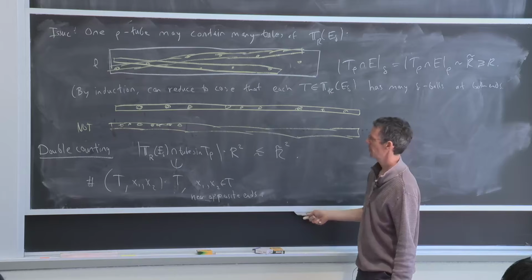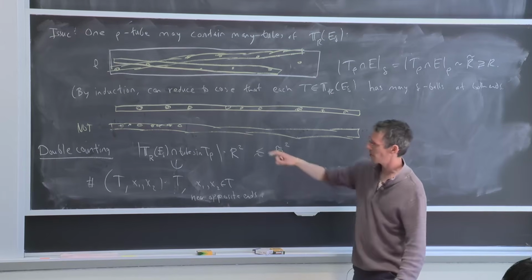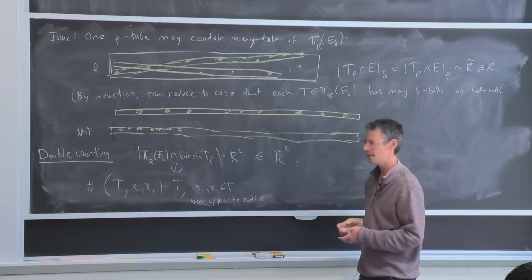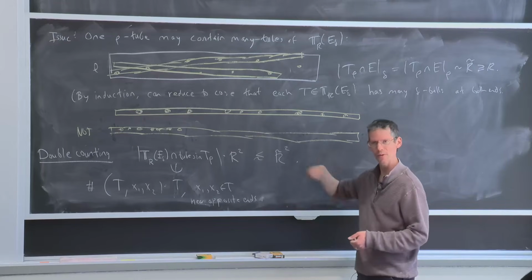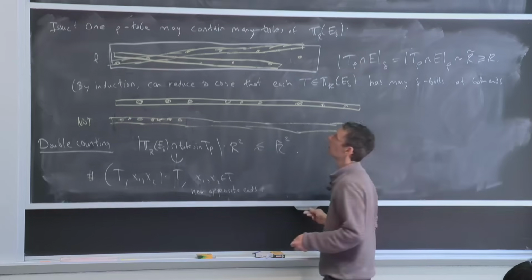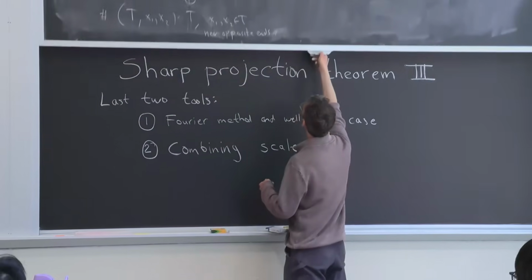OK. So double counting and the Fourier method are the two foundational approaches that we did at the beginning of the class. This one was short enough that I thought I could recall it for us. OK.